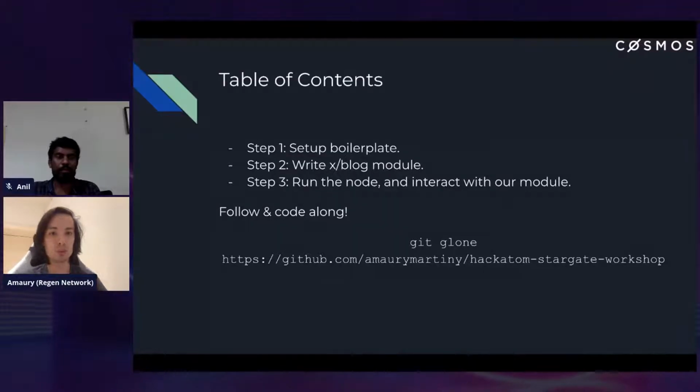blockchain. Step 2 will be actually to write the module and to configure it as I have defined in the previous slide, with the models, the state transitions, and the queries. And step 3 will be a kind of a live demo of what we built. We'll run the node, we'll make some transactions over the node, and we'll interact with our X blog module to see if the transaction and the state is working well.